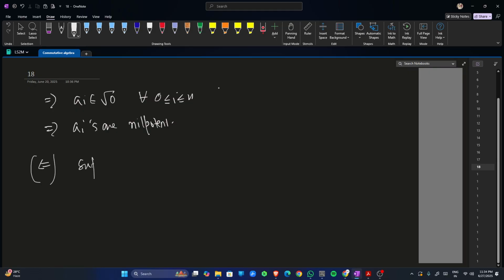Converse part. Suppose a0, ..., an belong to root 0. This implies a0, a1x, ..., anx^n belong to... okay, so now I have to mention what we mean by root 0. So replaced by nil A.